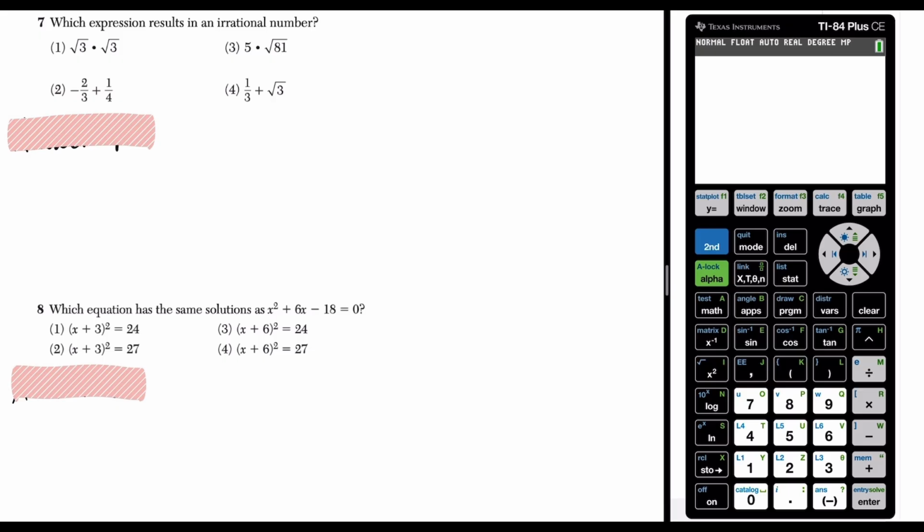All right, let's look at numbers 7 and 8. The answers are 4 and 2. Check off with your answers, and if you need to see an explanation, we'll stay here.